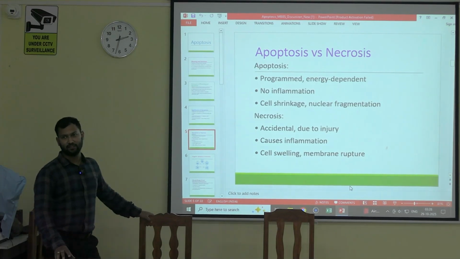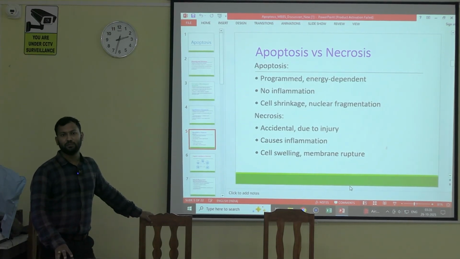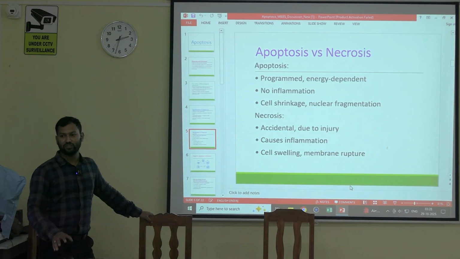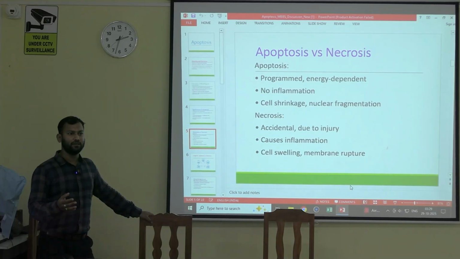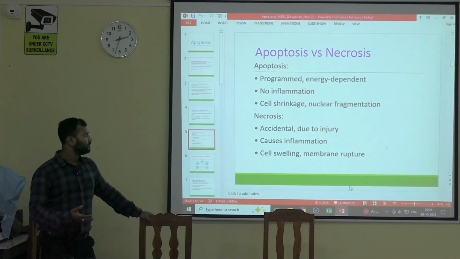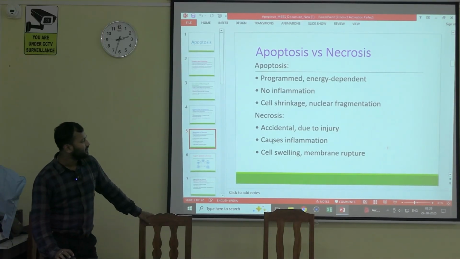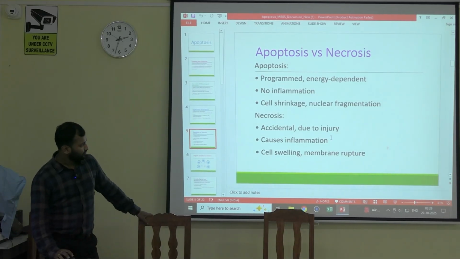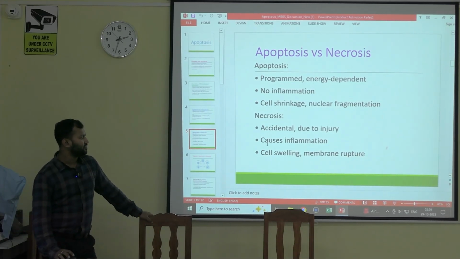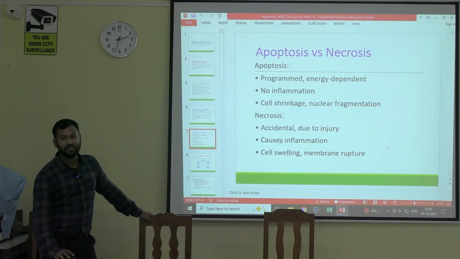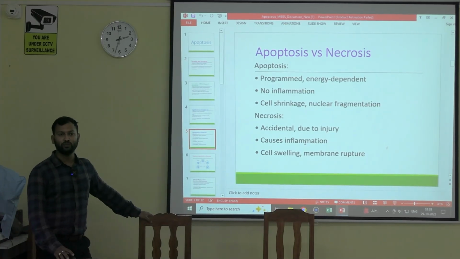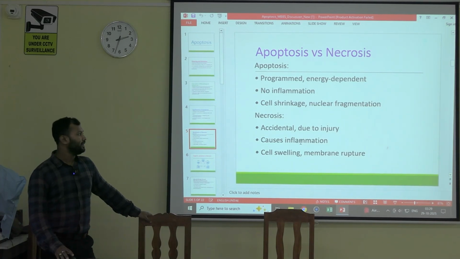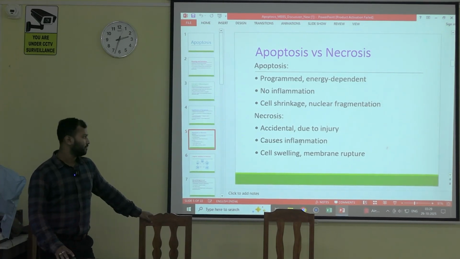It will be accidental or due to any injury, like a burn or anything like that, which causes inflammation in the body. It is actually accidental and something which is not intended by the body, maybe due to injury. Necrosis causes inflammation. Whenever there is necrosis in any cells of the body, any tissue, limb, or organ, there will be inflammation accompanied with the necrosis.